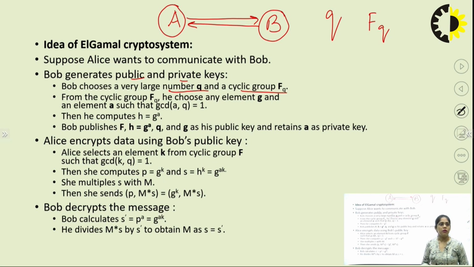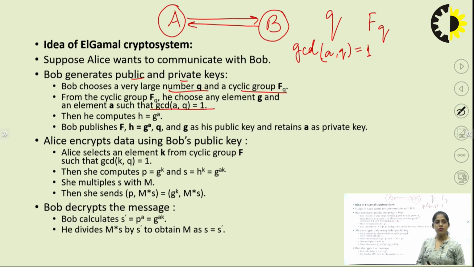So Bob chooses a large number q and a cyclic group F_q. For the cyclic group F_q, he chooses an element g and an element a such that gcd(a, q) equals 1. It is somewhat like this, that the gcd of a and q is equal to 1.